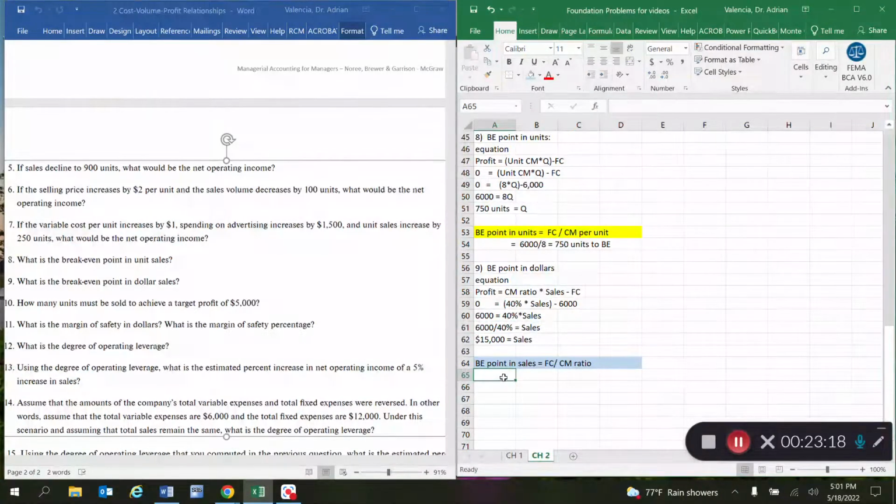So if we go ahead and do that, just for the sake of completion, 6,000, oops, it's not a 6. 6,000 divided by 40% gives me 15,000. Again, same answer. Whether you figure it out this way, 750 units times $20, or you do this, $15,000 divided by 20, you still get the fact that you need to sell 750 units to break even.